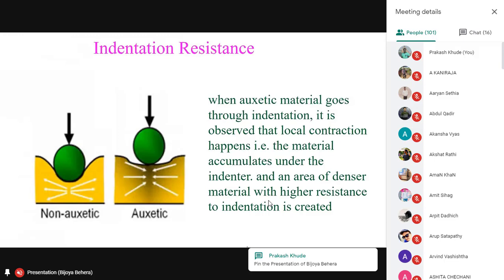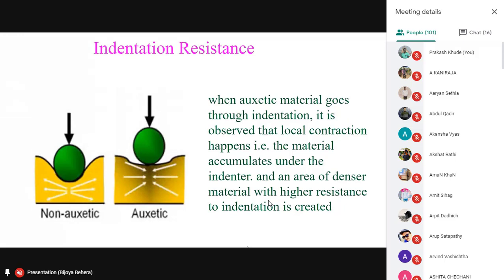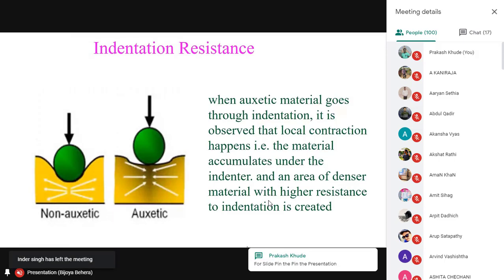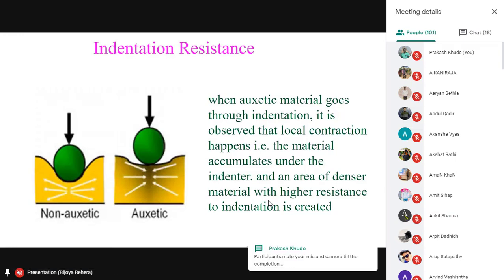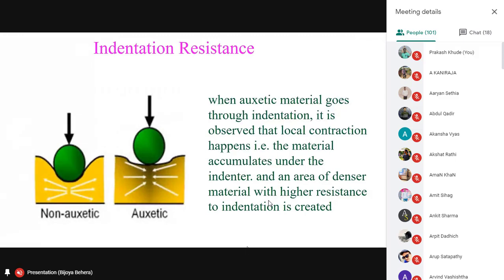So this is the first one, indentation resistance. You can see the difference between auxetic and non-auxetic material. Left hand side is non-auxetic. When this shape is being penetrated, see how it makes a groove and penetrates inside. If the material is auxetic, then it will not happen like this. So you can understand what the mechanism is here. The material accumulates under the indenter, and an area of denser material with higher resistance is created, which gives you indentation resistance.